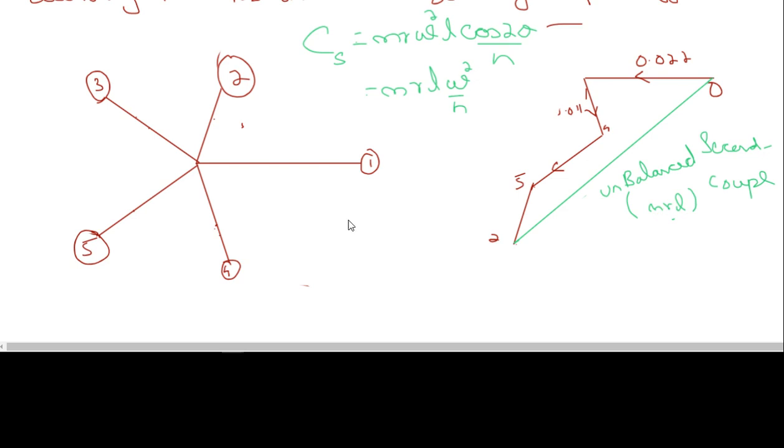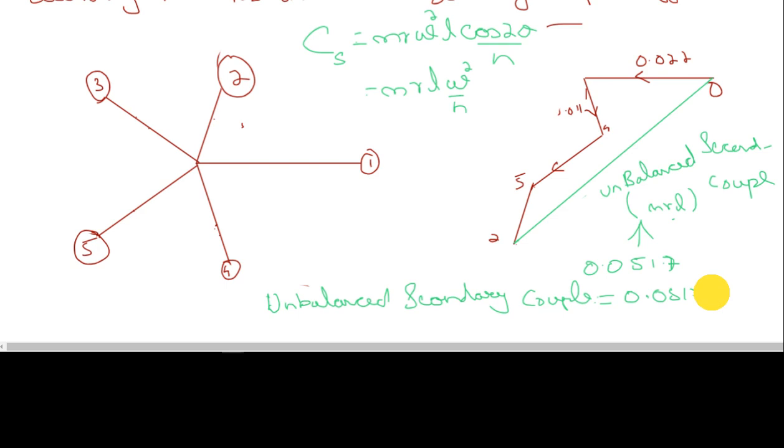So if you do it properly, you will get 0.0517. You will get this length after scaling. So that times, the secondary unbalanced couple will be 0.0517 times omega square divided by n.